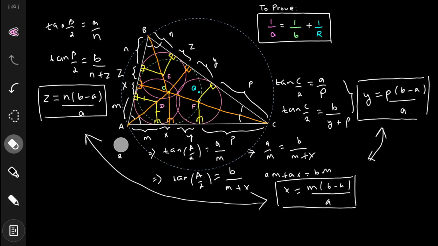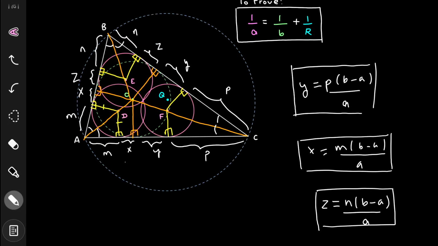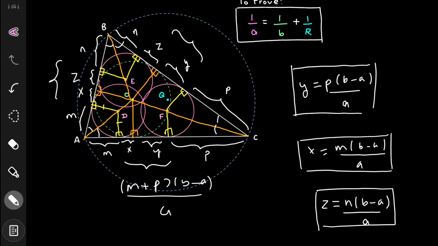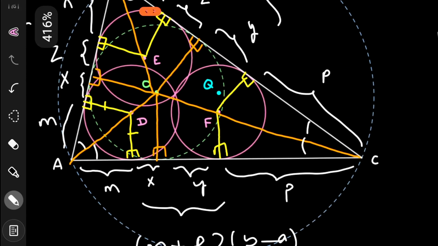Now I will just erase some of these things so we can move ahead in the solution. Now in this particular diagram, the value of x plus y is the distance between these two yellow perpendiculars. So according to these values of x, y and z, the value of x plus y would be equal to (m plus p) multiplied with (b minus a) divided by a. The same thing we can do in order to get the value of x plus z and the value of y plus z, okay? Now look in this diagram carefully.